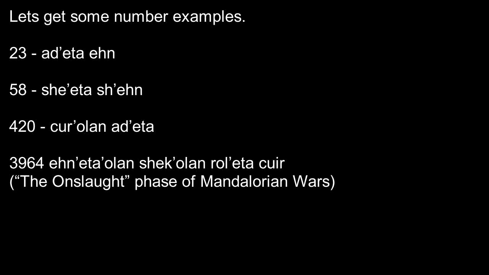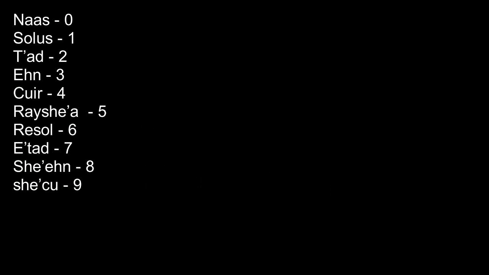Just a quick recap of the digits 0 through 9. We have nas, solus, tad, ein, kuir, reshea, rezol, etad, shen, sheku.